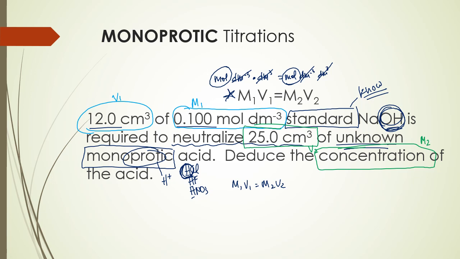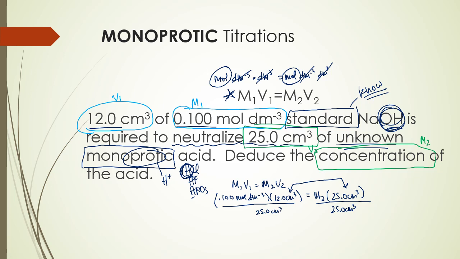So M1 is 0.100 moles per cubic decimeter, and V1 is 12 cubic centimeters. Set that equal to M2 times V2, which is 25 cubic centimeters. I do not have to convert my centimeters into decimeters here because I have cubic centimeters on both sides, so they cancel each other out. I don't have to worry about converting. Divide both sides by 25 cubic centimeters.